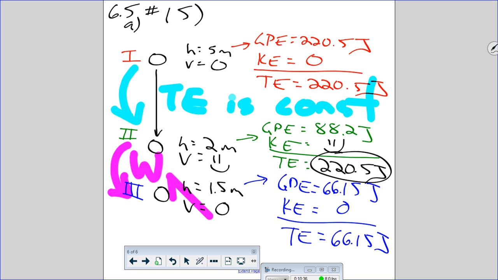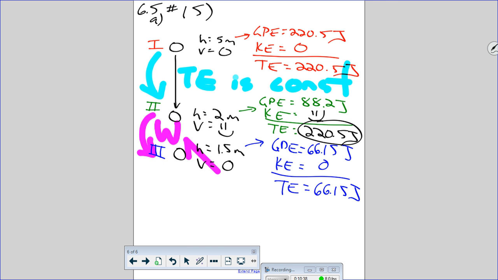Now question A says, how much work did Roy do? The work done by Roy is, he's our non-conservative force, so that's our change in total energy. That's total energy final minus total energy initial. Now, here's the big thing that I want to make sure you guys understand.